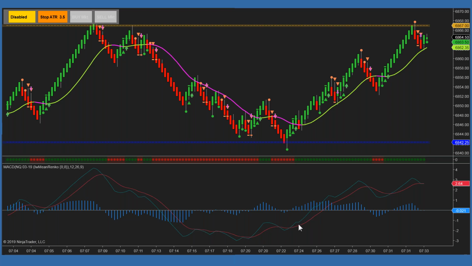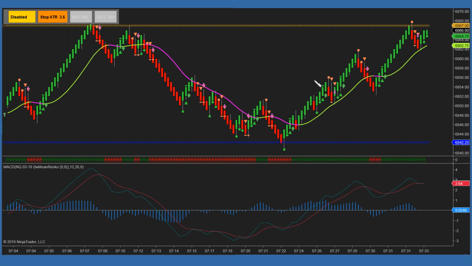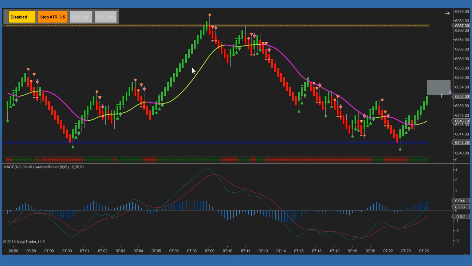So here we have the MACD crossing. So now I'm going to be on the alert for a buy signal. Here's my trend change signal. MACD is still bullish. There's my trend change signal. So I'll go ahead and I'll buy. And you can see there was some very decent follow through on that.